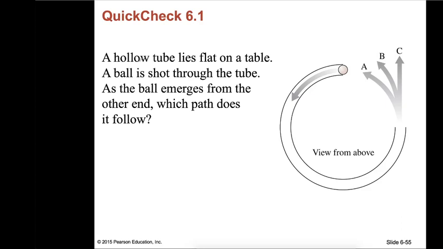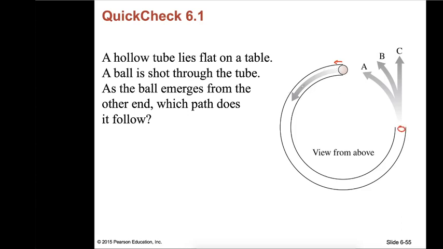Okay, now let's see another example. A hollow tube lies flat on a table. So here's a top view of the table. There's a tube. You put a ball in with an initial velocity. Then the ball will run in the tube, and the ball is shot through the tube. As the ball emerges from the other end, which path does it follow? A, B, or C? Okay, let's see.